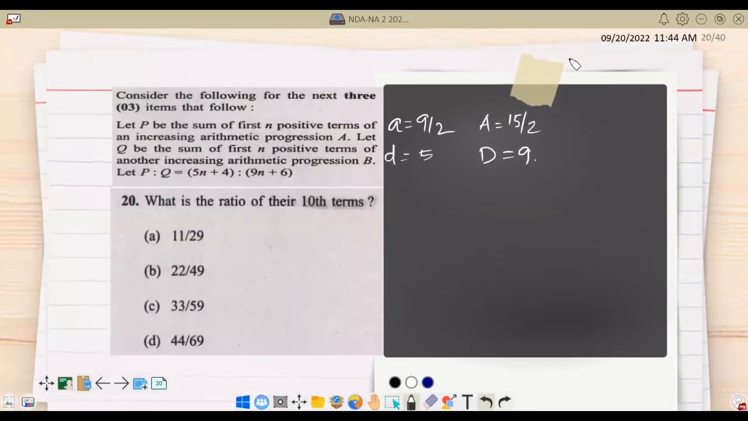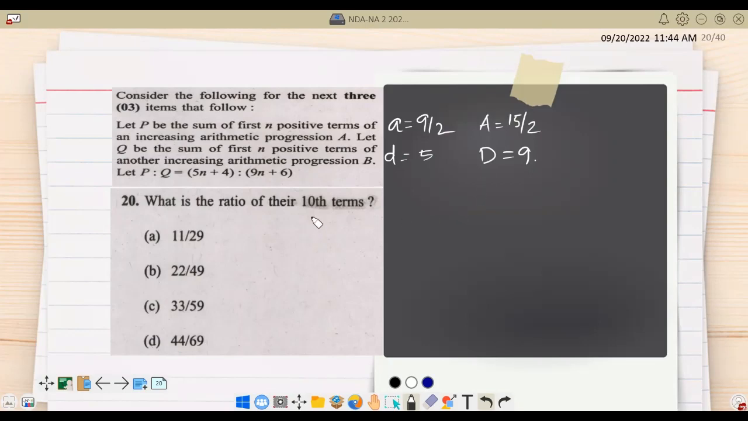Now we're going to see the 20th question. So what is the ratio of the 10th term? The direction for the previous question applies to this also. So the reason I urged you to find the values of the first term and the common difference for both the progressions is so that we can solve this sum very easily. So finding these values means that we are solving all the three sums at the same time.